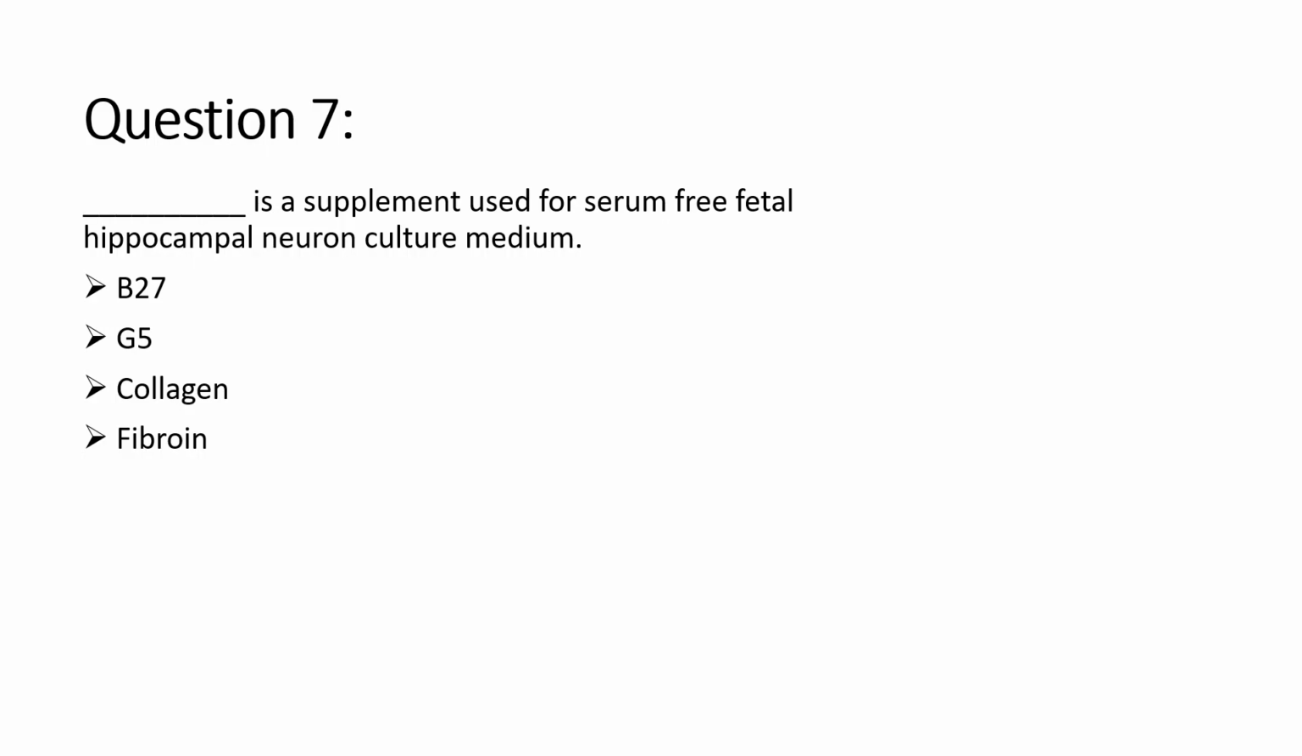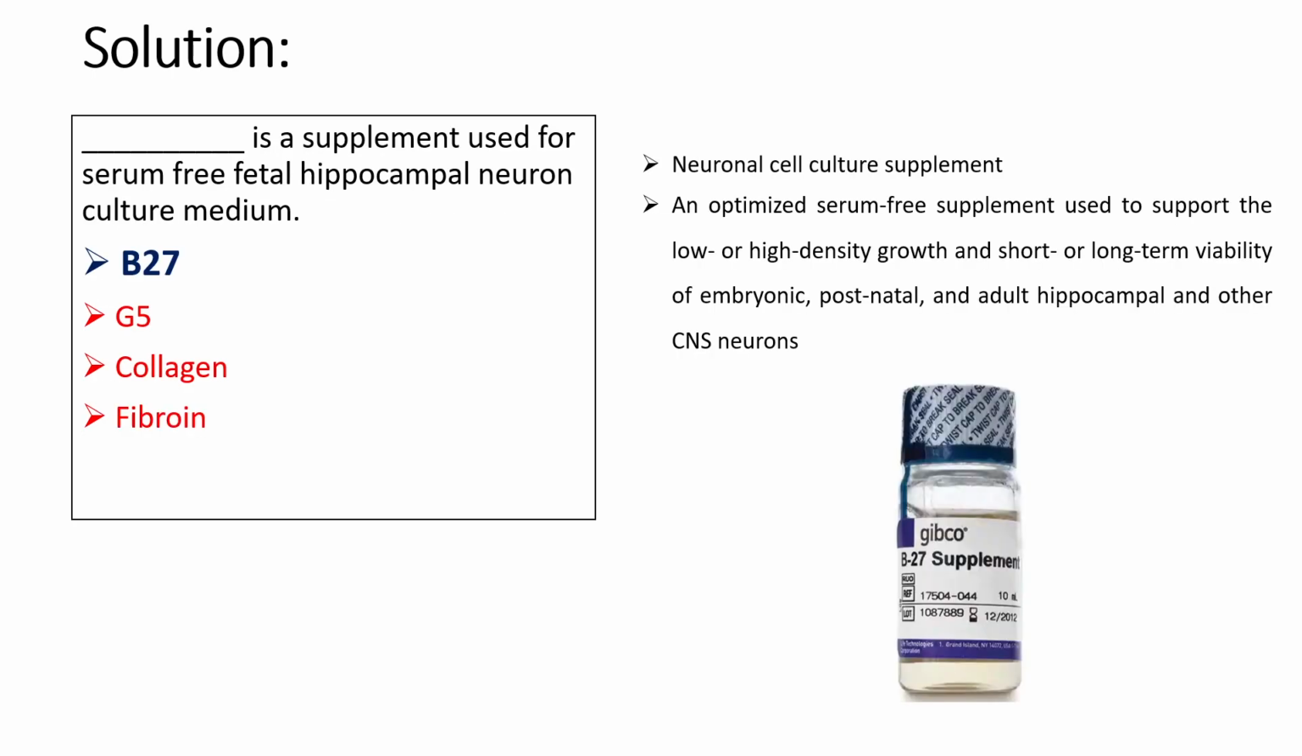So a couple of you are saying there should be option A. Let's see. Yes, so option A, that is B27, is the right answer. B27 is a neuronal cell culture supplement. It is an optimized serum-free supplement used to support the low or high density growth and short or long-term viability of embryonic, postnatal, and adult hippocampal and other central nervous system neurons. B27 is also used as a supplement for the culture of our mammosphere cells.